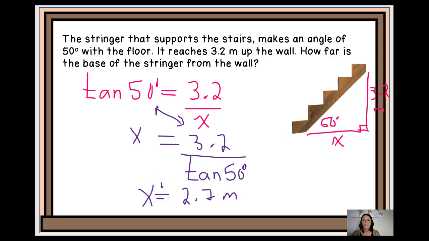Okay, last but not least, we need a concluding statement. So therefore, the stringer is 2.7 meters from the base of the wall.